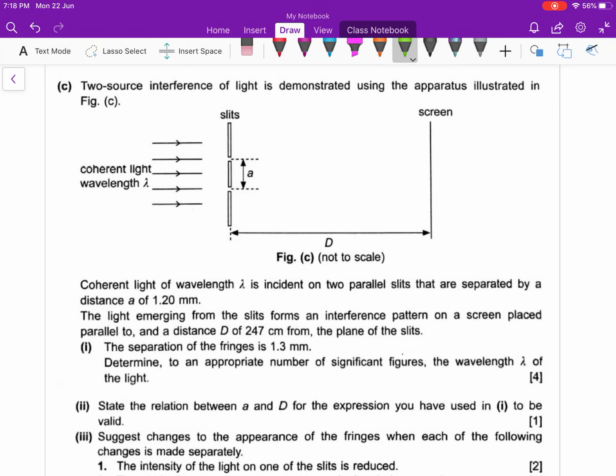Okay, C. Again, 你的 double slit. Two source interference of light is demonstrated using the apparatus illustrated in figure C. Coherent light of wavelength lambda is incident on two parallel slits that are separated by the distance a, 1.2 millimeter. So 这个是我们的 slit separation. The light emerging from the slits forms an interference pattern on the screen placed parallel and a distance 2.47 meter from the plane of the slits. The separation of the fringes is 1.3 millimeter. 你要知道这个其实是我的 fringe separation. Determine to the appropriate number of SF the wavelength of the light.